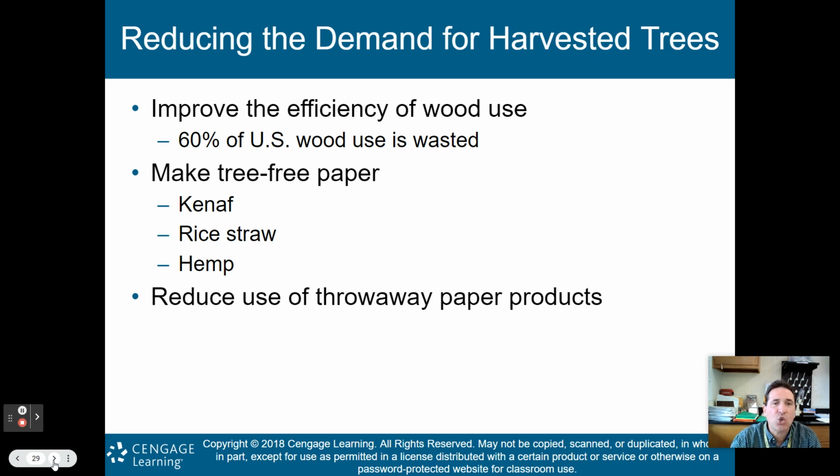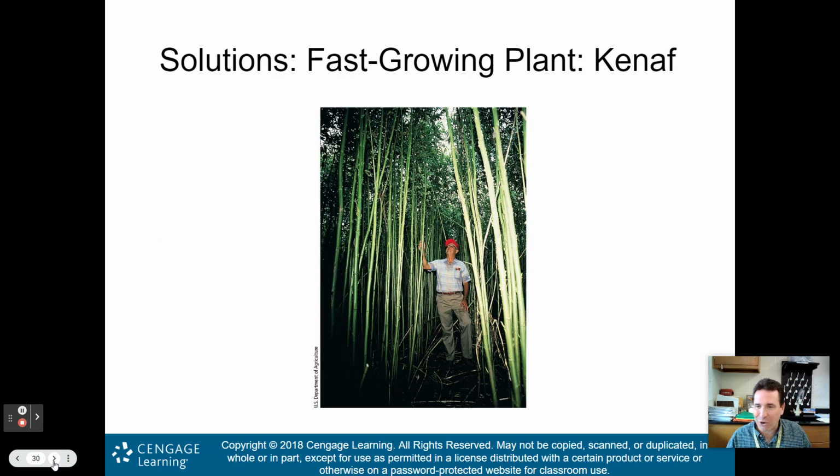Make tree-free paper. Quinoa, rice straw, and hemp can all be used to make paper, and reduce the use of throwaway paper products, right? I do have paper plates here in my room. Probably shouldn't. I probably should use ceramic plates when we meet for meetings. We sometimes have food. I use paper, I throw it out. Really not good. You should use regular plates. I have a dishwasher in here, so no excuse, Mr. Van Eck. I should get rid of those paper products going forward.